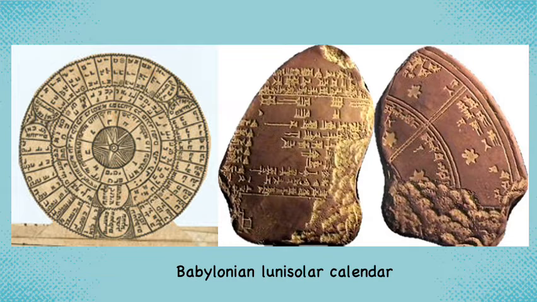The Babylonians were also able to create calendars that were more accurate than those produced by their contemporaries because their calendrical observations were aided by advances in astronomy and mathematics. So they created the lunisolar calendar depicted in these pictures.